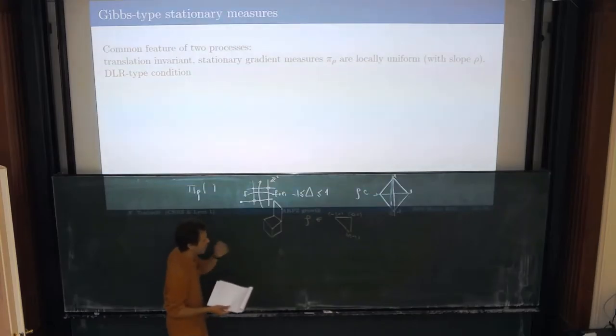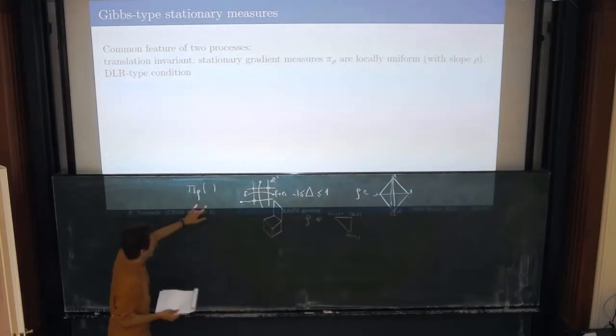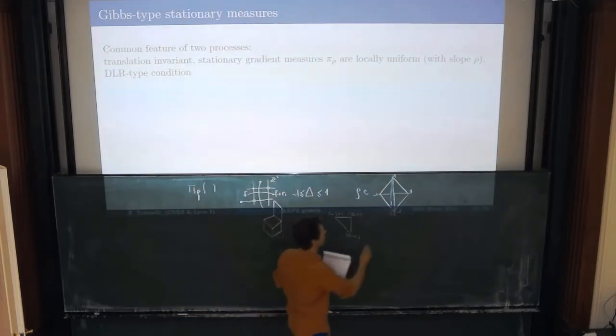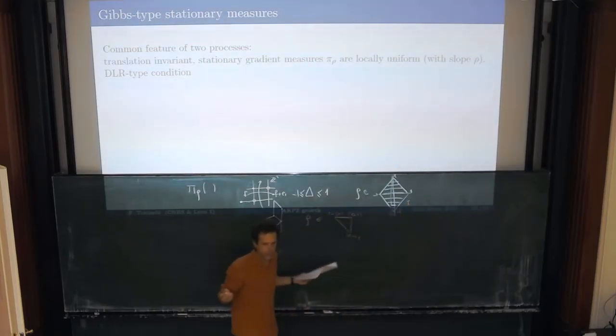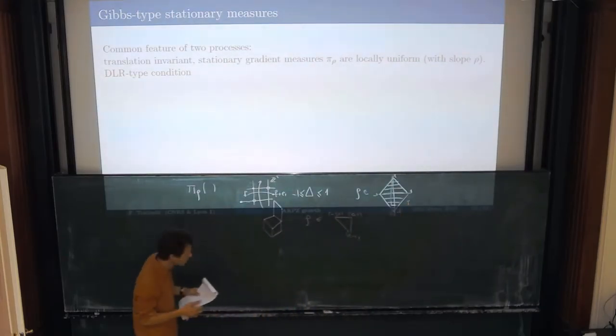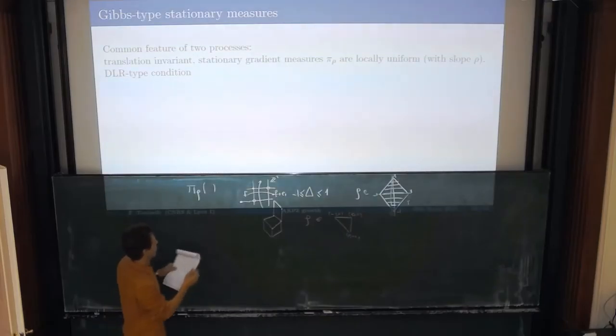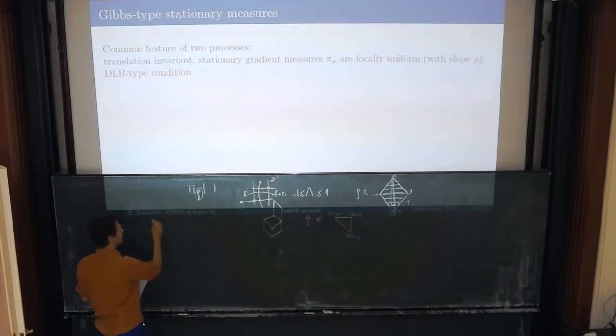So this was simply to say that for every slope which belongs to the allowed set, there will be a measure. Of course, if you try to impose a slope that is outside, there is just no configuration. So this was simply about the allowed values of the slope. So how are these invariant measures characterized?